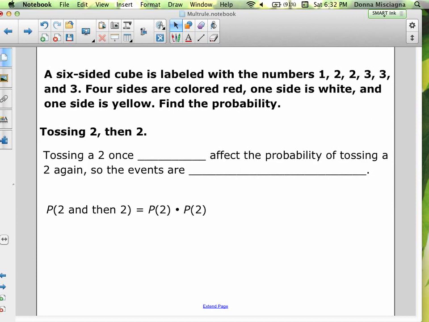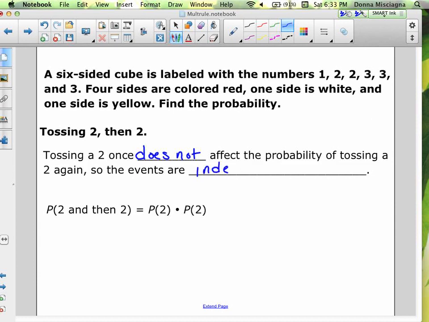So in this problem, we're only looking at the numbers, not the colors. They don't matter in this problem. So tossing a 2 once, and you can fill in your note template, does not affect the probability of tossing a 2 again. Right? Just because you got a 2 one time on a dice, you still have all the same numbers. No number was used up, so you can just toss a 2 again, right? So those are independent events. What you get on one roll does not affect what you get on another roll.